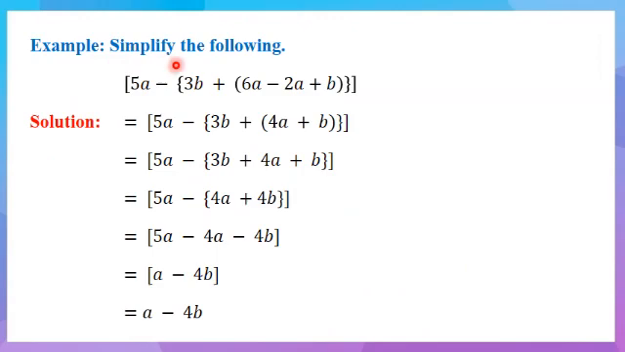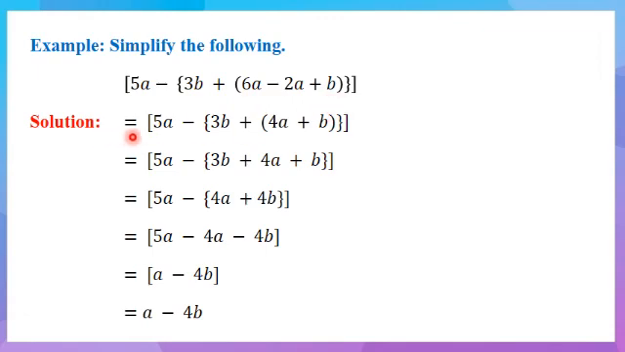For example, simplify the following. Square bracket start 5a minus curly bracket start 3b plus round bracket start 6a minus 2a plus b, round bracket close, curly bracket close and square bracket close. Okay, according to the order, first we have to solve what is inside a round bracket.